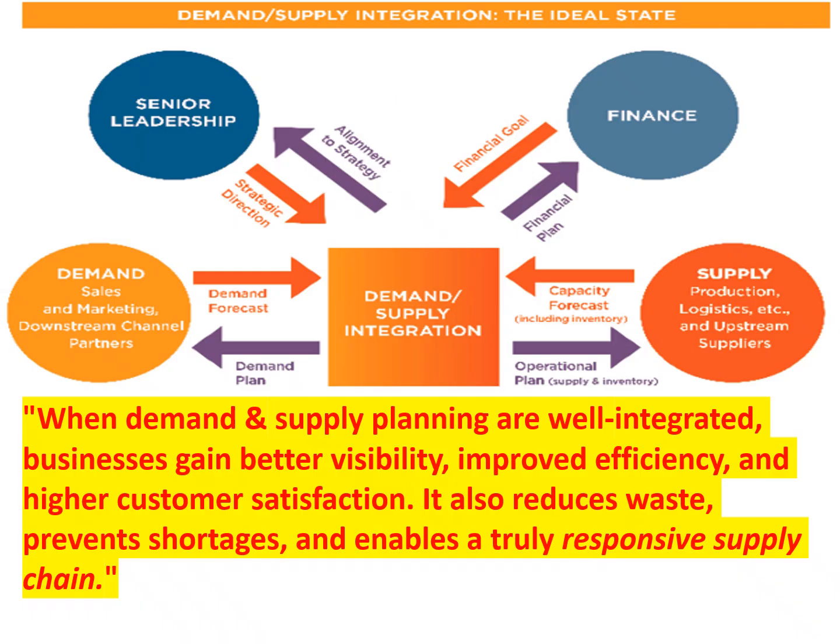Even though their purposes, focus, emphasis, and outcomes are different, their integration is very important for an effective supply chain. Because when demand and supply planning are well integrated, businesses gain better visibility, improved efficiency, and higher customer satisfaction. At the same time, it also reduces waste, prevents shortages, and enables a truly responsive supply chain.